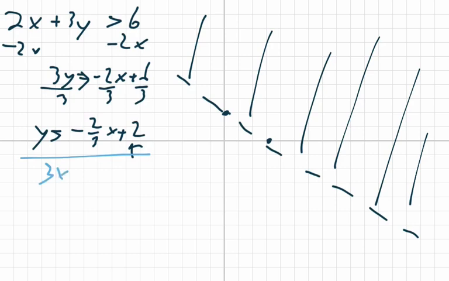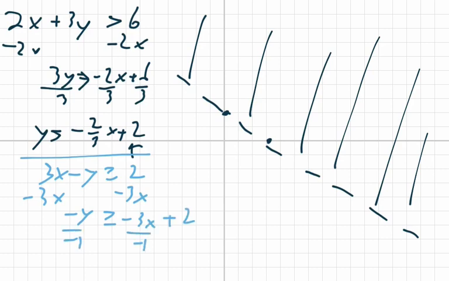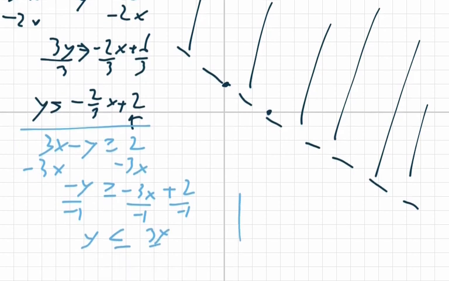For 3x minus y is greater than or equal to 2, I'm going to subtract 3x. So I got negative y is greater than or equal to negative 3x plus 2. And then I'm going to divide by negative 1. So I got y is less than or equal to, and I flip the sign, because if I don't flip the sign when I divide by a negative, I get the wrong equation.